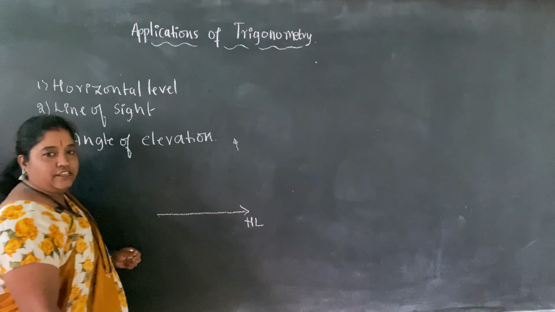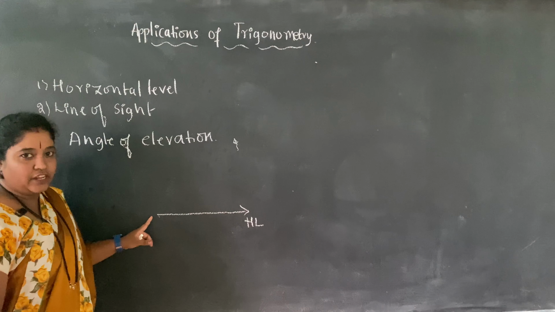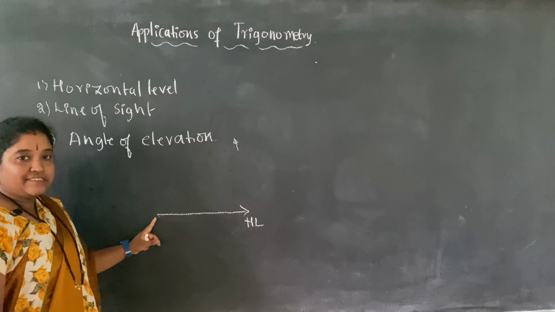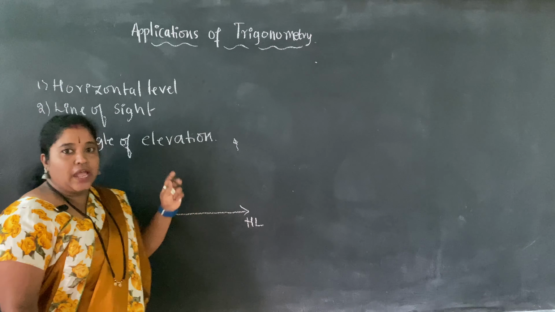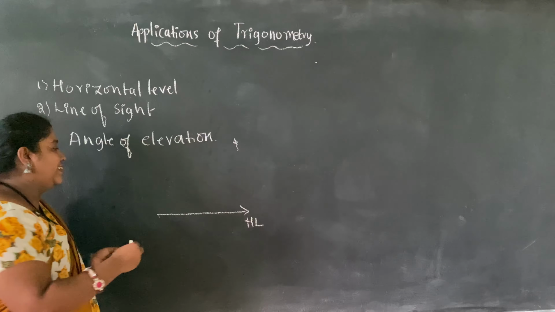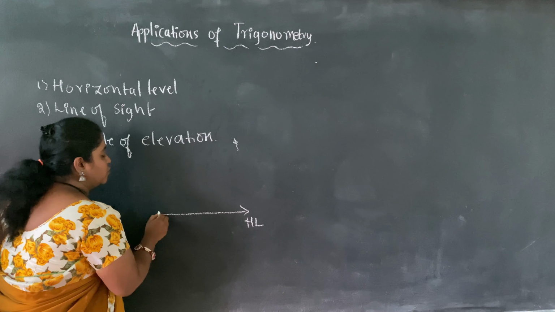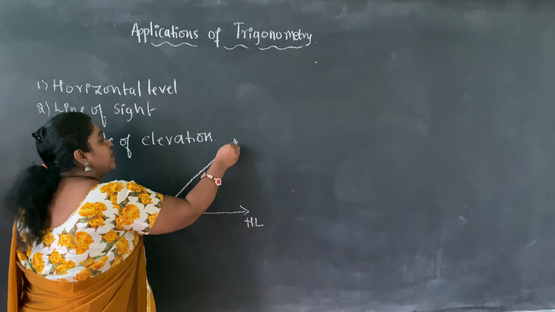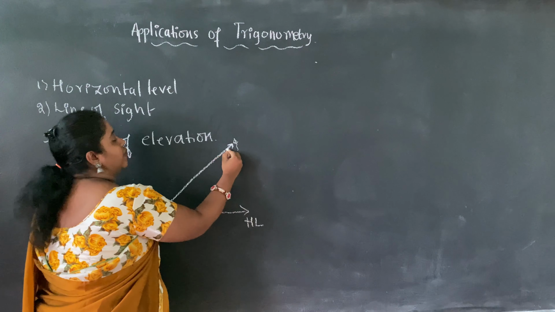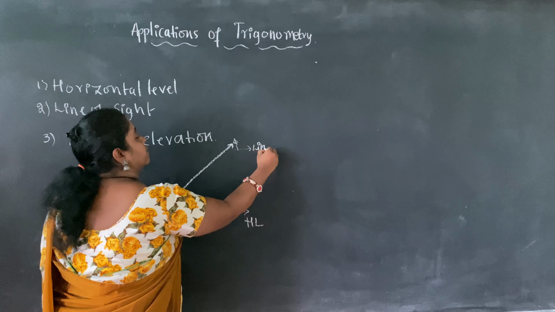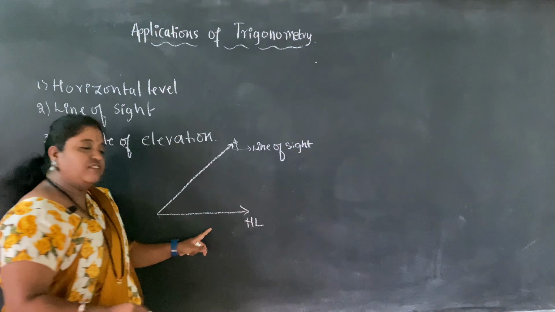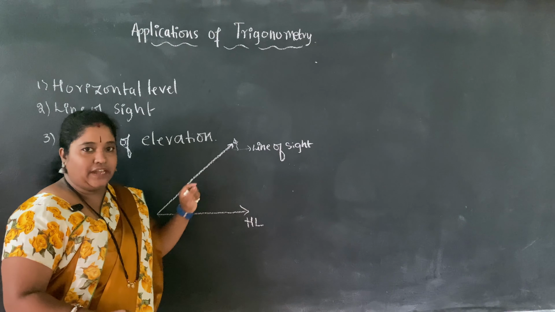Okay, a kite is flying over here and a person is standing over here, and this is the horizontal level of the person. Now this person has to see this kite. When he has to see the kite, he has to raise his line of sight. Okay, this line, drawn with respect to the sight, is referred to as the line of sight. What is it? Line of sight. Okay, this is the horizontal level, this is the line of sight.